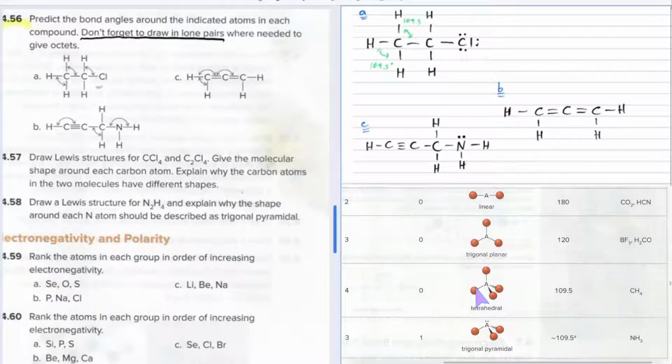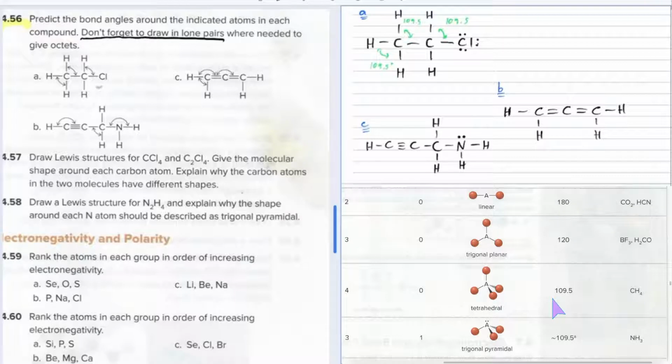And then what's the other one? The other one was this one right here. Well, this carbon is also tetrahedral because again, I count 1, 2, 3, 4 atoms and no lone pairs. Okay, 4 atoms, no lone pairs, tetrahedral. The bond angles are 109.5. So all of them are 109.5.